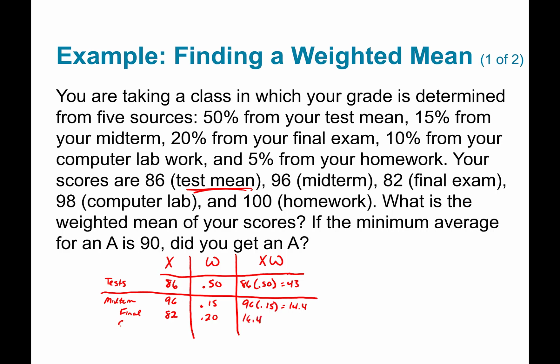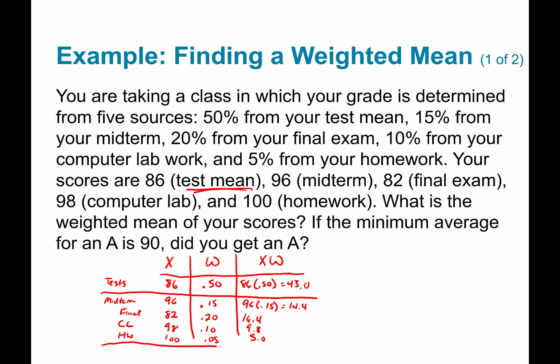The computer lab, you got a 98, and that is 10% of your grade. So the weight times the data value gives 9.8. And our last one, homework. Homework, you got a 100. That's 5% of your grade, and so you got 5.0 for that. I'm just going to go ahead, since everything else had a tenth, make 43 into 43.0, and 5.0.